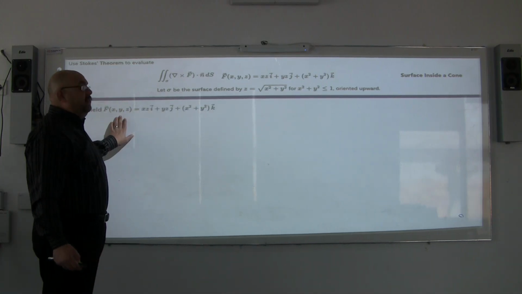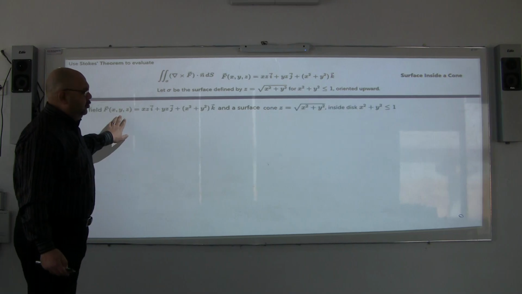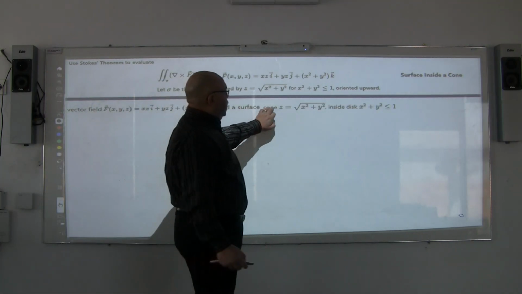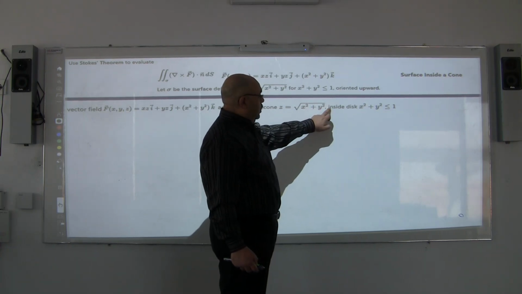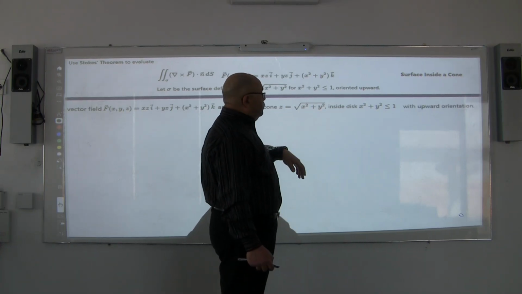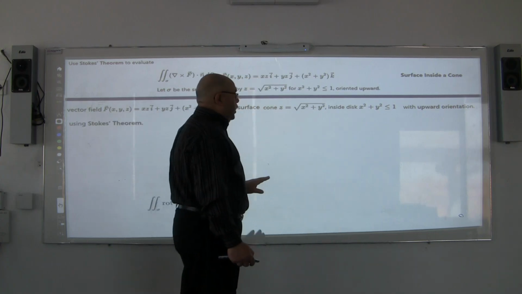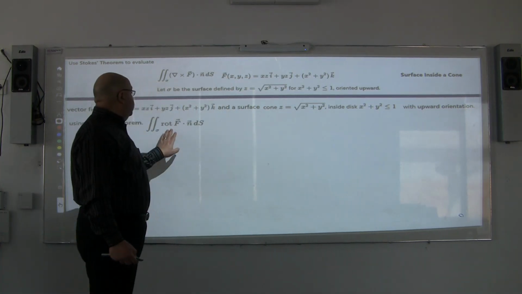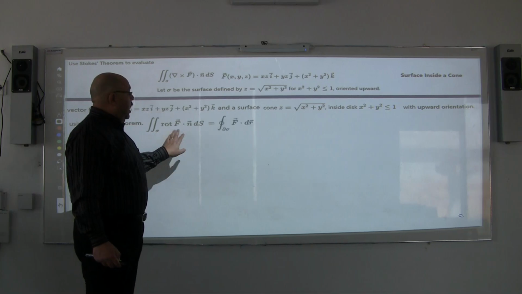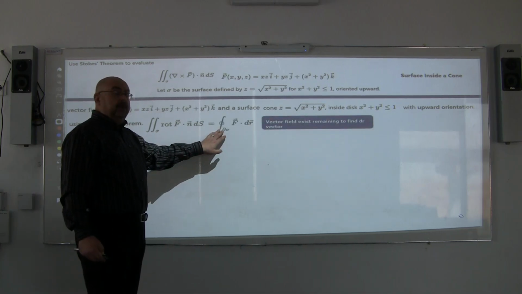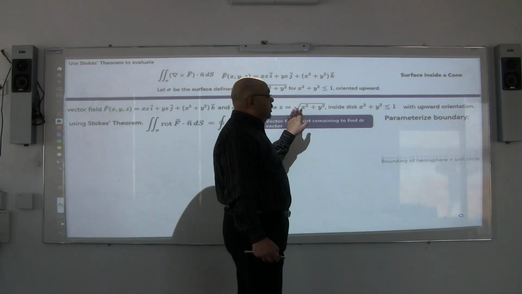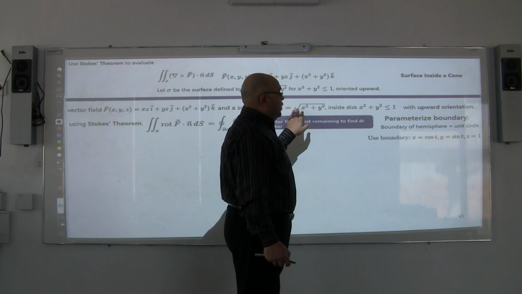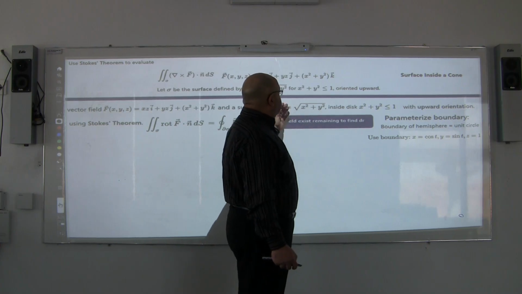Once more, that's the f function. As I told you, the surface is a cone, z equals root of x squared plus y squared, and inside x squared plus y squared equal to 1, and it is oriented upward. Also, this is the surface integration. I will change it to be an integration on the contour. I will need to get dr. So parameterizing the boundary, the circle, which is the intersection between the cone and the cylinder that I have.